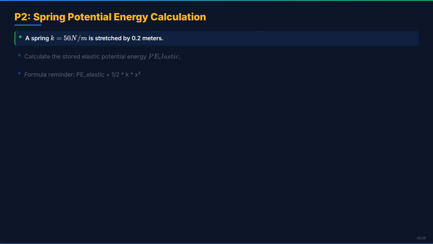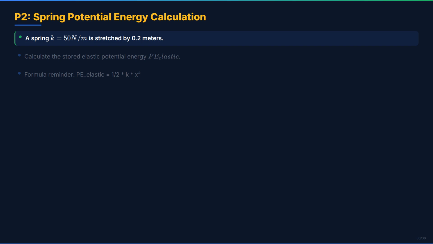We are given a spring constant, K, which tells us how stiff the spring is, and a stretch distance, x. The formula is PE equals 1/2 * K * x^2. Let's plug in the numbers. K is 50 newtons per meter, and x is 0.2 m. First, calculate x squared. 0.2 times 0.2 is equal to 0.04.